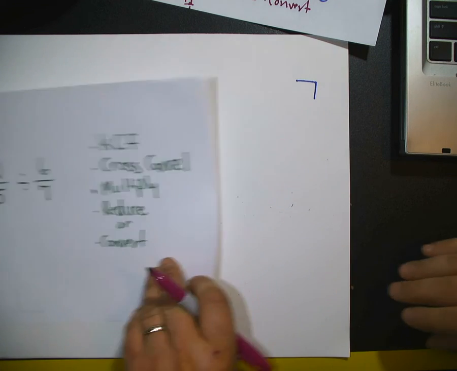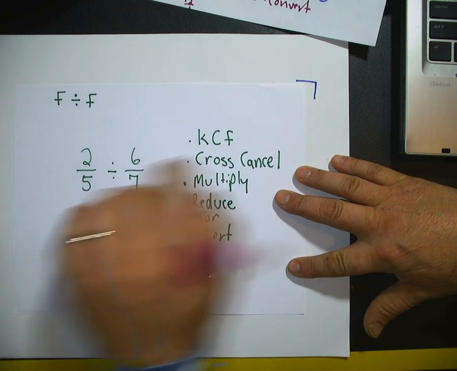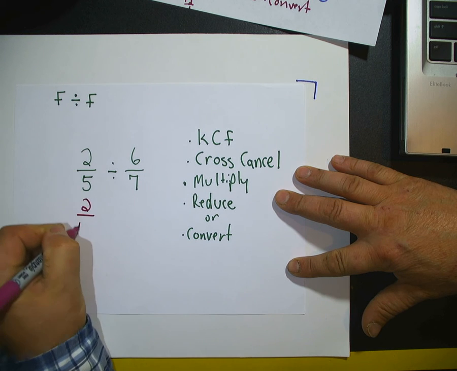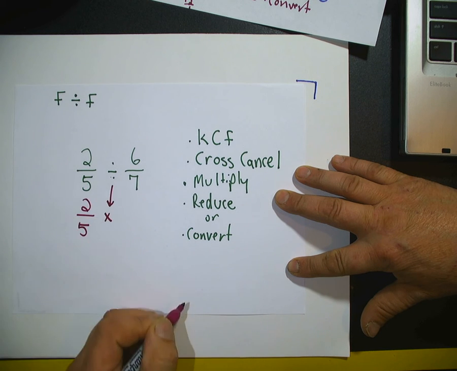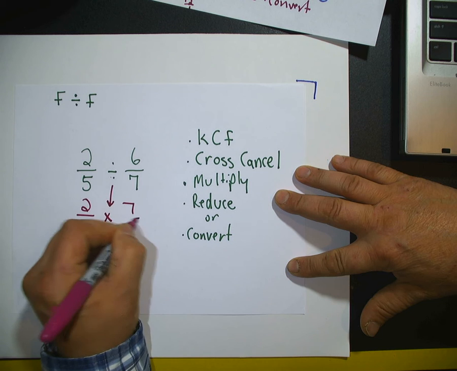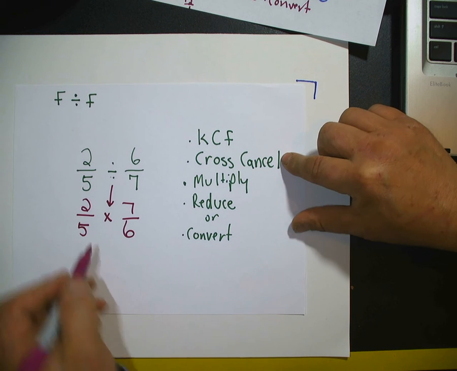I'm going to do a fraction divided by a fraction. First thing I do is keep, change, flip. Keep this as 2 over 5. Change this to multiplication. Flip this to 7 over 6. Now I do just like I'm multiplying. Cross cancel.